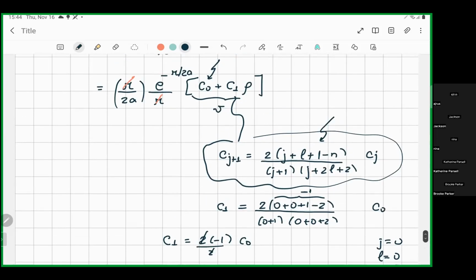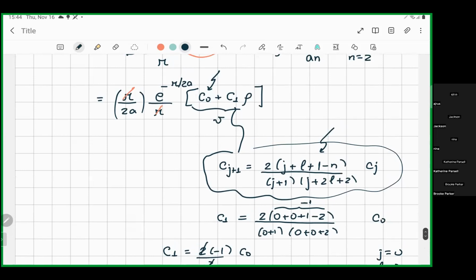Okay. So now that I have c_0 also, I'm going to rewrite the v. I'm going to put it here.